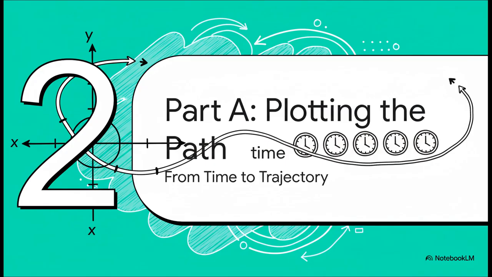We're given the particle's x and y coordinates, but they're both in terms of time. Our mission is to find the actual shape of the path, its trajectory. To do that, we have to get rid of the time variable. We want to find a direct relationship between y and x. It's like taking the stopwatch out of the equation and just looking at the path traced on the ground.